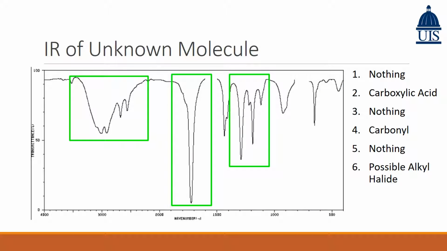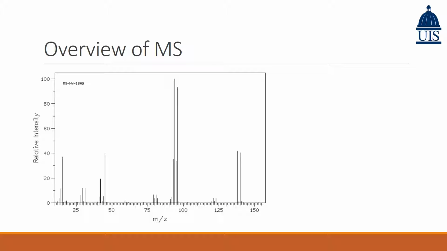All right, so these are our 3 biggest hints from this infrared spectroscopy of our unknown. This is the beard for carboxylic acid, this big dip that may point to a carbonyl, or these big jaggeds that could be a possible alkyl halide. All right, so now we're going to remember this, and take this knowledge into our mass spectroscopy.